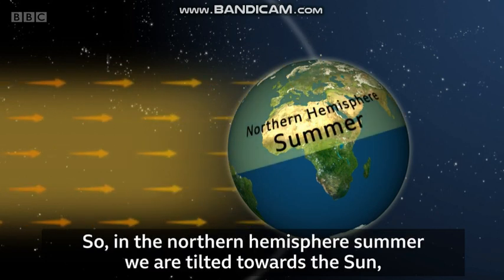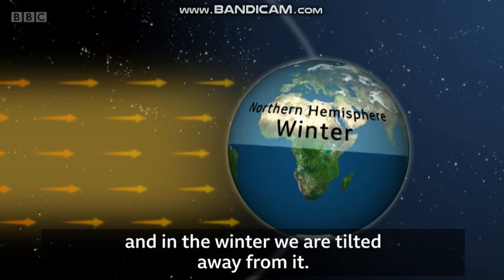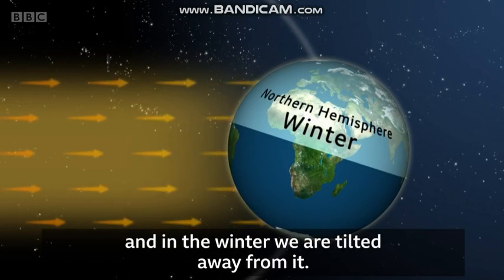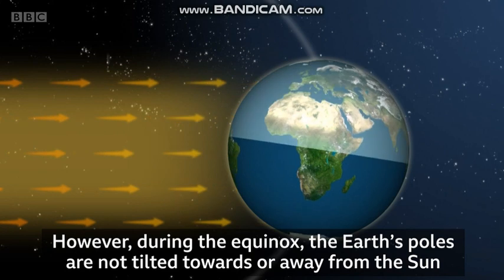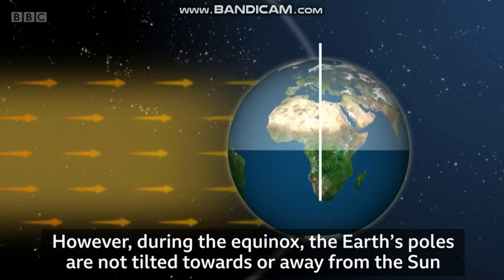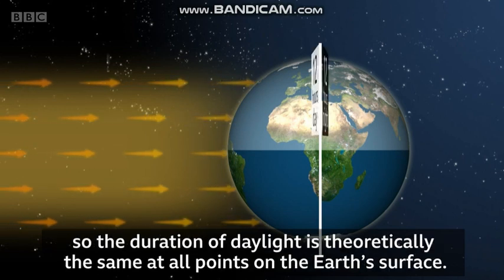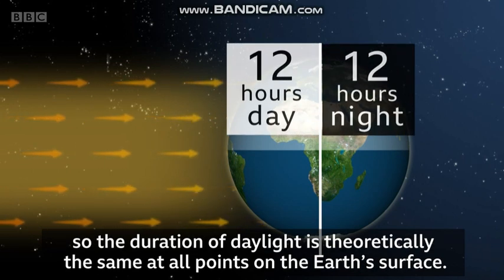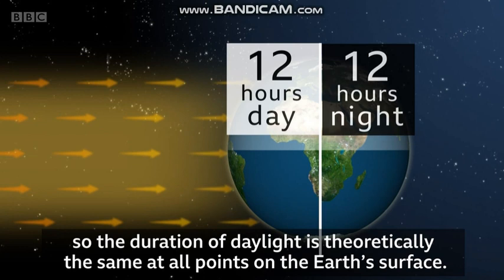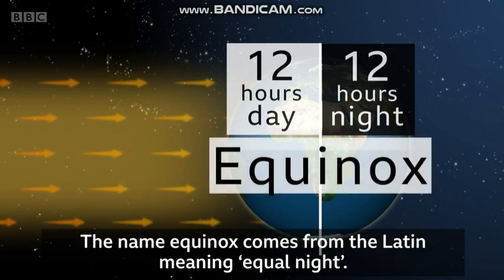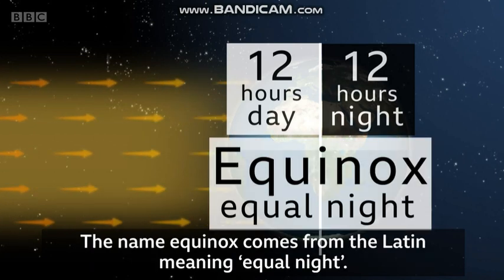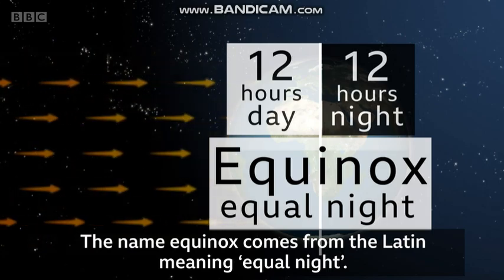So, in the Northern Hemisphere summer, we are tilted towards the Sun, and in the winter, we're tilted away from it. However, during the equinox, the Earth's poles are not tilted towards or away from the Sun, so the duration of daylight is theoretically the same at all points on the Earth's surface. The name equinox comes from the Latin meaning equal night.